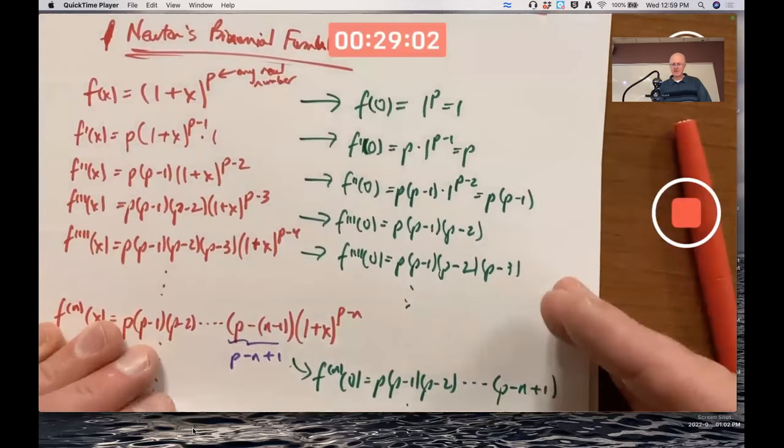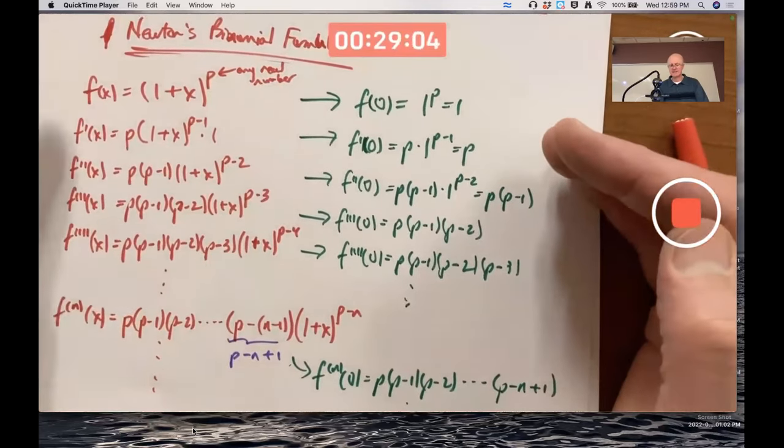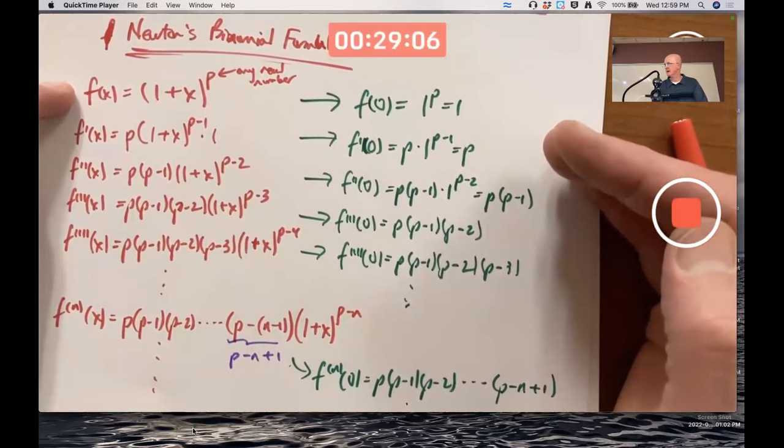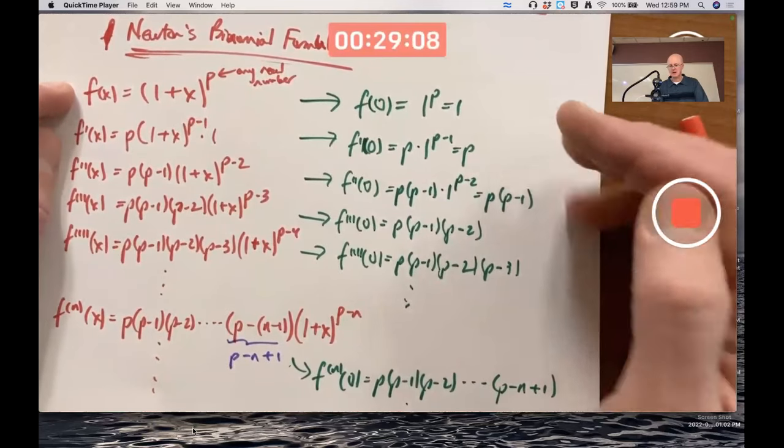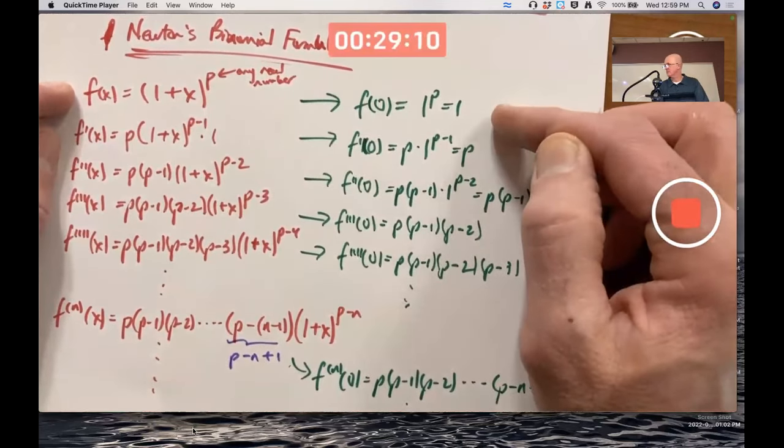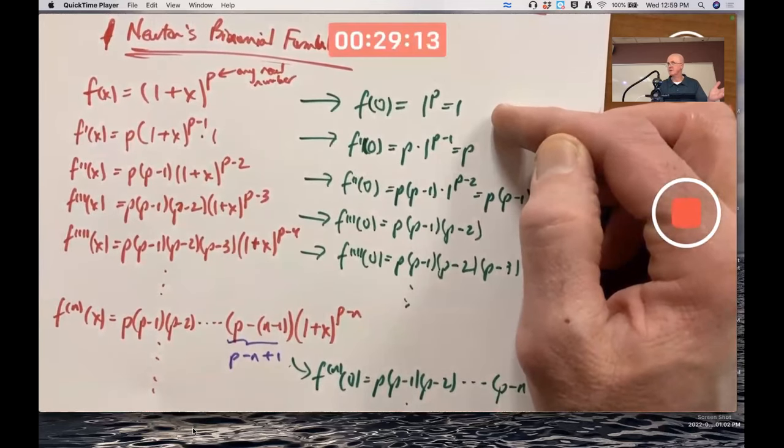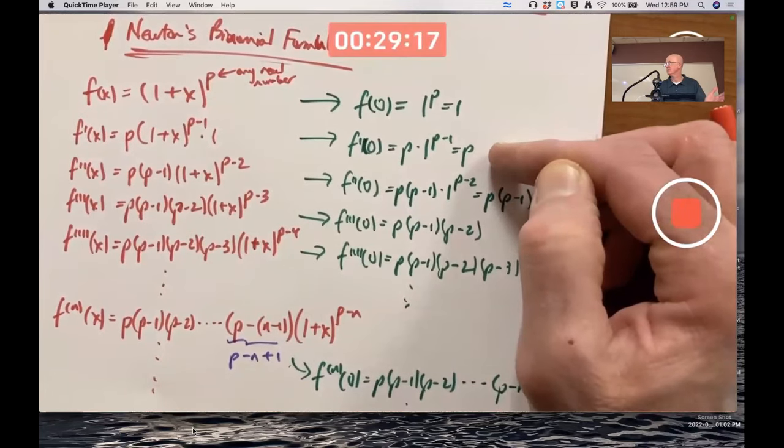Let's use these now. What do I have to do? I'm trying to find the Taylor series for this centered at 0 is my goal. I have to divide that by 0 factorial, but 0 factorial is 1, so it doesn't change it. I divide that by 1 factorial, which is also 1, so it doesn't change it.